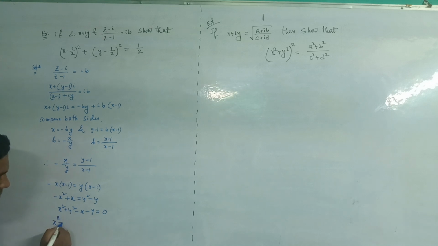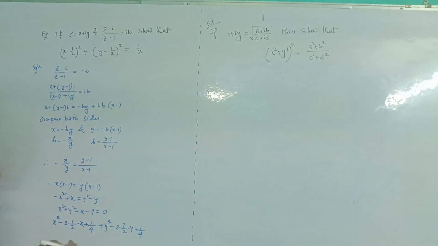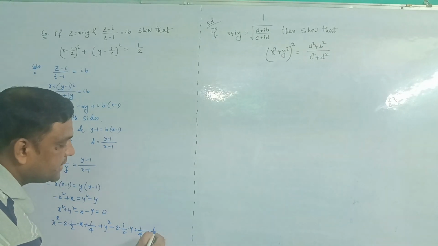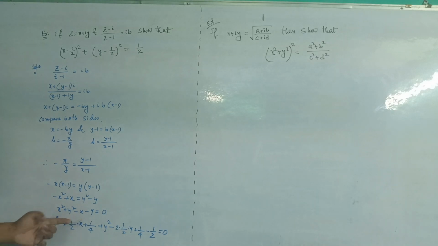So how to do this? I just write x square minus, in place of x, I just write 2 into half into x. So a square minus 2ab plus b square, so I just add 1 by 4. Similarly for y square minus 2 into 1 by 2 into y plus 1 by 4. So 1 by 4 plus 1 by 4, so 2 into 1 by 4, that means 1 by 2. So I need to balance it, so I just subtracted minus half, and you will get this term.